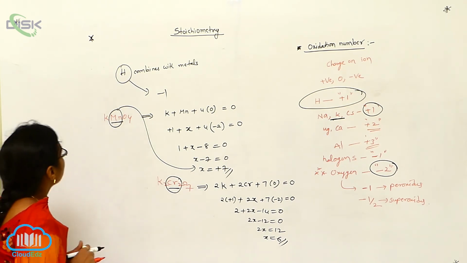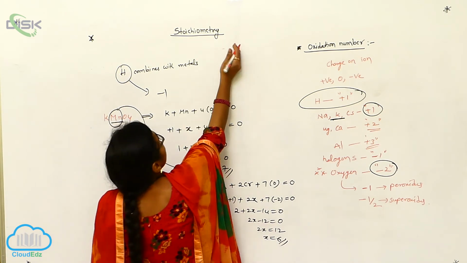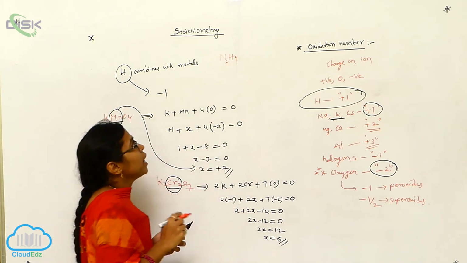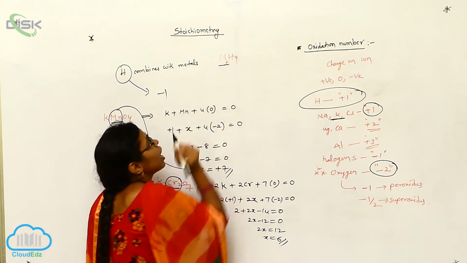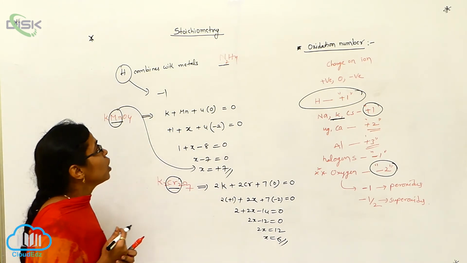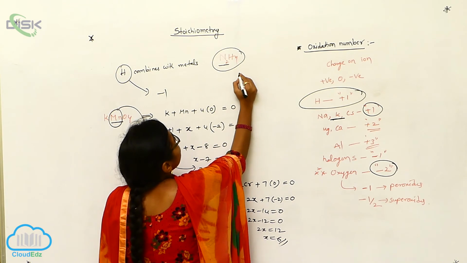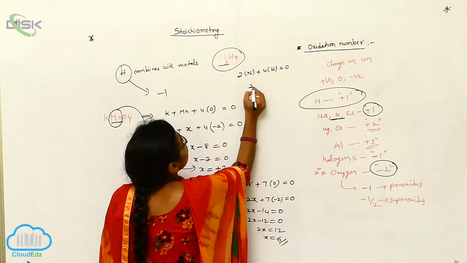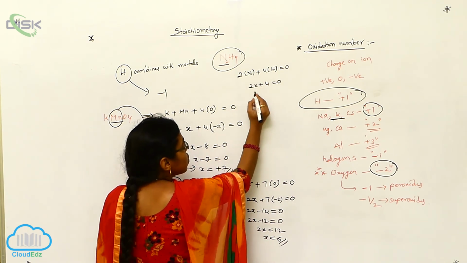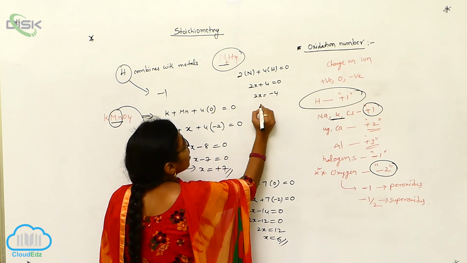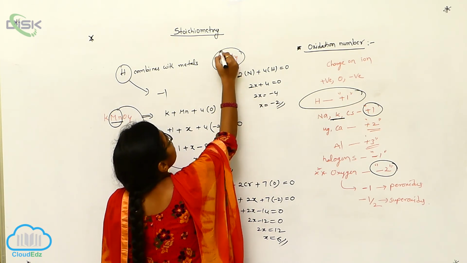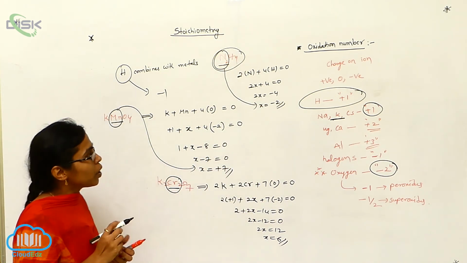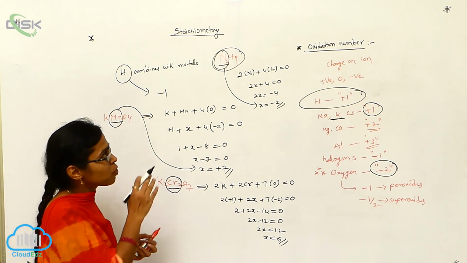If you take one more example, I can take N2H4. Here you have to calculate the oxidation number for nitrogen. We can write 2 into N plus 4 into hydrogen equals 0. So 2x + 4 = 0, 2x = -4, and x = -2. That means each nitrogen atom shows the -2 oxidation number. Okay, so these are the general calculations of the oxidation number.